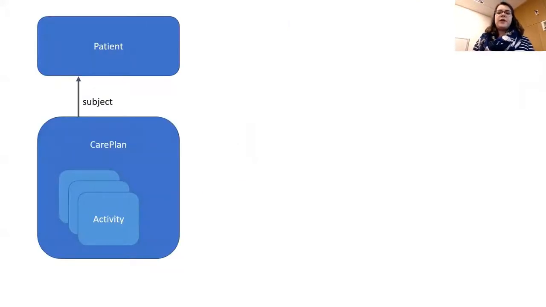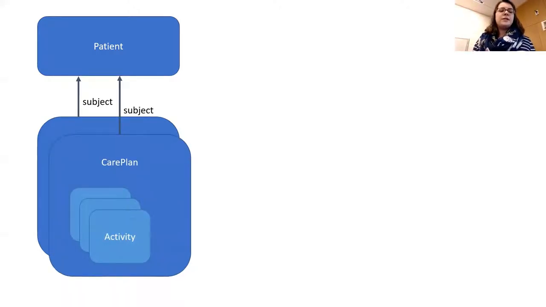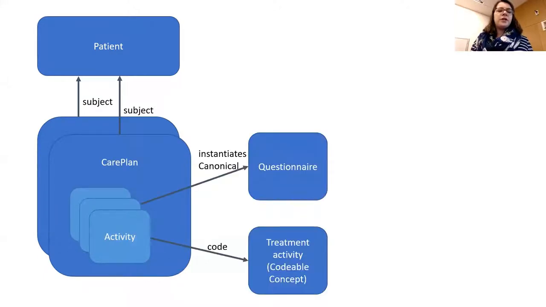So to visualize a little bit how I imagine these resources fitting together, we have, of course, a patient FHIR resource and the care plan FHIR resource, and then we have these activities that are part of the care plan resource, and the care plan points to the patient using the subject property. And then we can, of course, have multiple care plans that would all point to the patient. And then the different activities, so like I mentioned, one of the activities might point to a questionnaire using instantiates canonical, and another activity might point to a certain treatment activity just by code as a codeable concept.